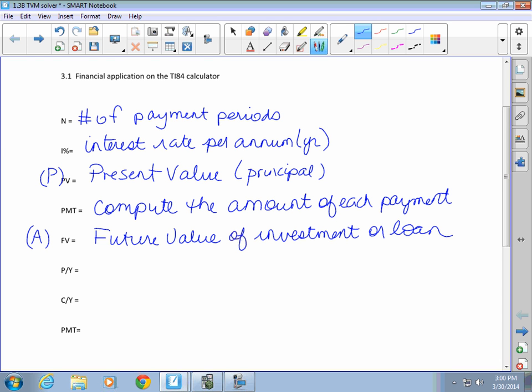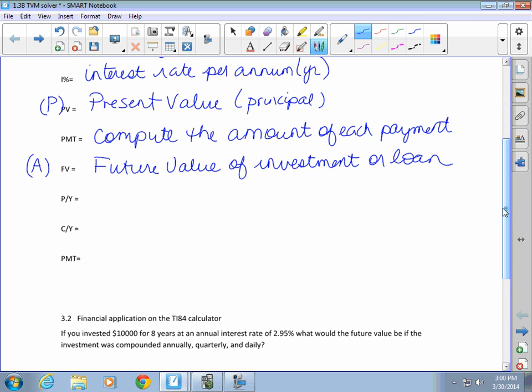Your P/Y is the number of payments per year. So this is similar to our N value in that future value calculation of compound interest. C/Y is the number of calculations or compounds per year, compound periods.